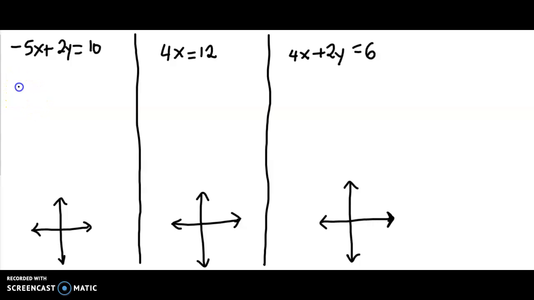I'm going to start by setting up my parentheses, and I'm just going to go and find my x-intercept first.